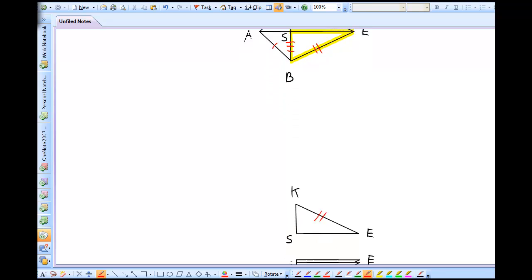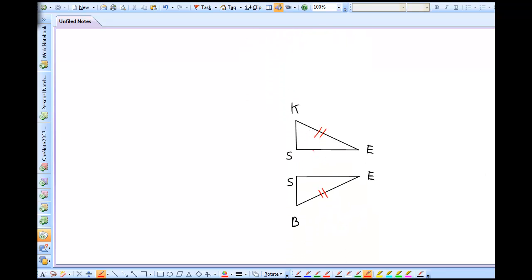The way I prove that is I draw these separately. I notice that they share a side. So you can say that segment SE is congruent to segment SE in the other triangle. Since we already said earlier that this angle E over here was congruent to this angle E over here, that means you have side, angle, side. So you can say now that triangle KES is congruent to triangle BES.